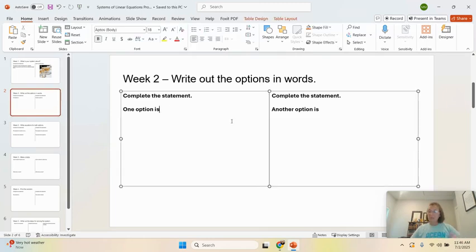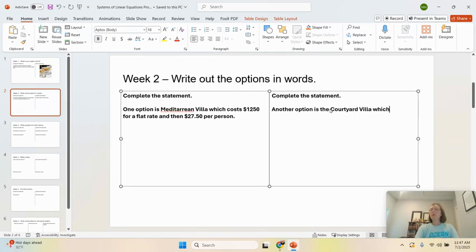So in my template, I already have it prompted for you. You're just going to complete the statement. One option is Mediterranean Villa, which costs, and then you can put your $1,250 for a flat rate, and then $27.50 per person. Okay, that's my one option. Another option is the Courtyard Villa, which costs, and this is where you're going to put your other one, $1,950 for a flat rate. And then, and I think I mixed them up, but you know the numbers, right? Per person.